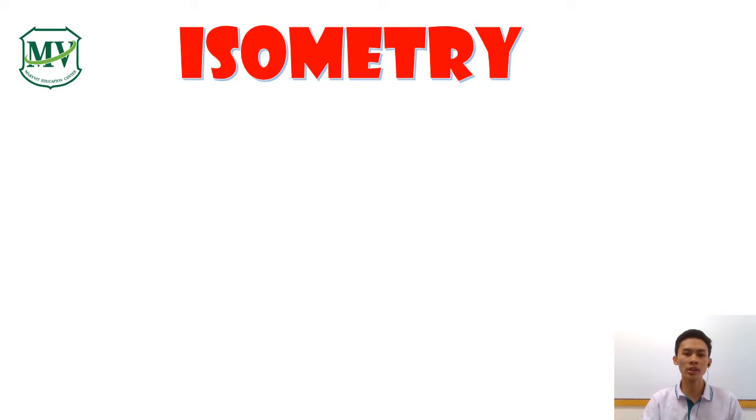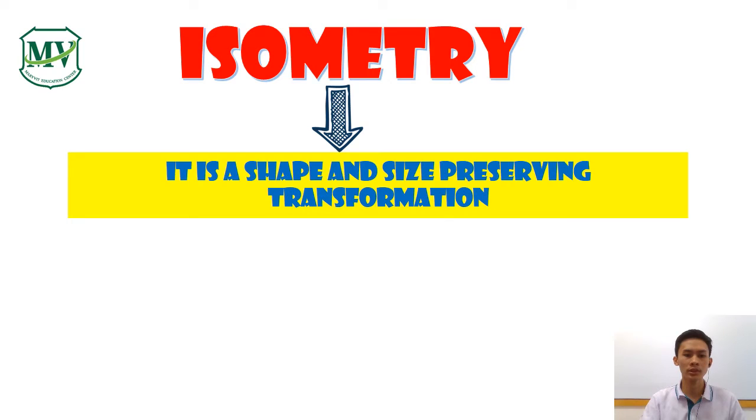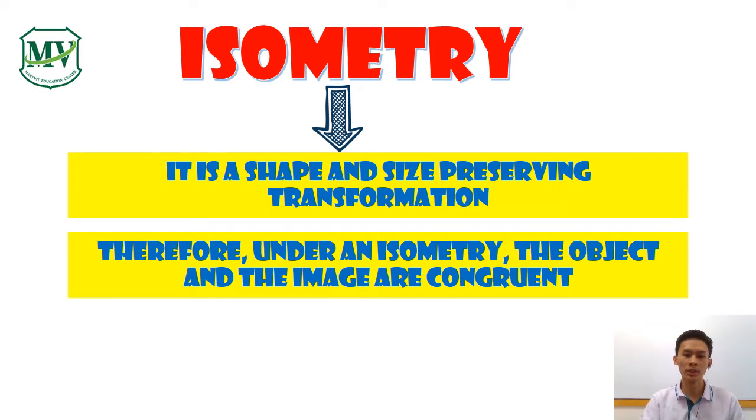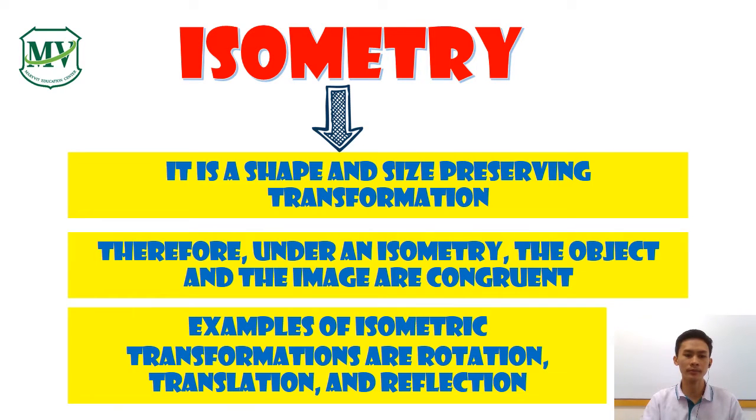So let's go now to our next lesson. Our next lesson is about isometry. So what is isometry? It is a shape and size preserving transformation. Therefore, under an isometry, the object and the image are congruent. Examples of isometric transformations are rotation, translation, and reflection.